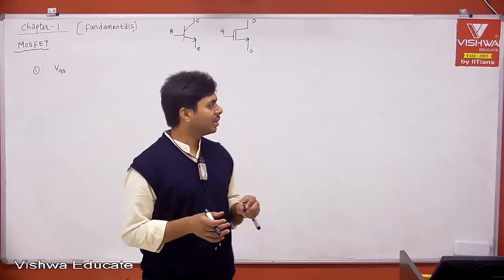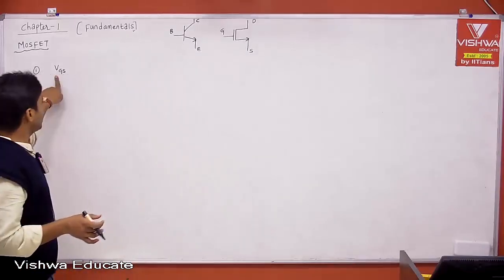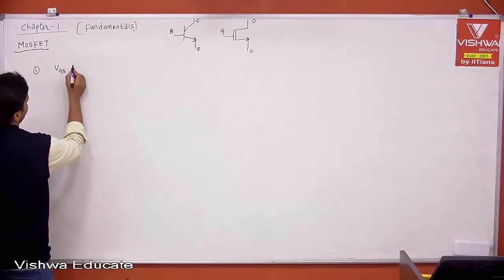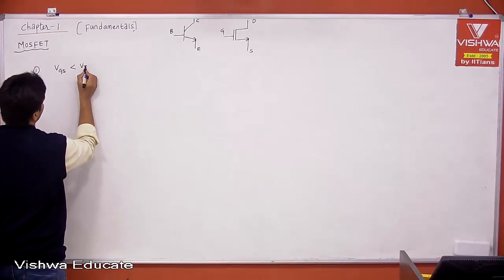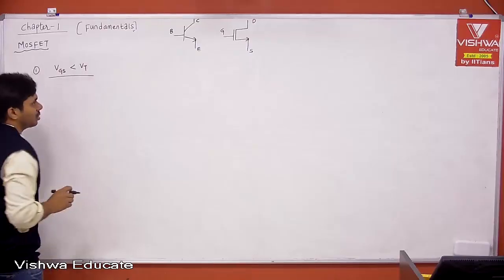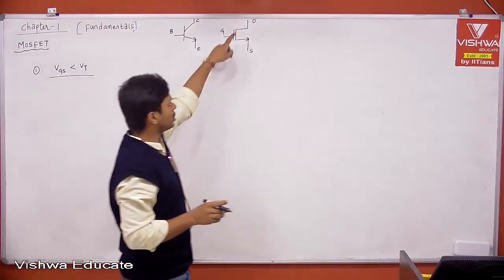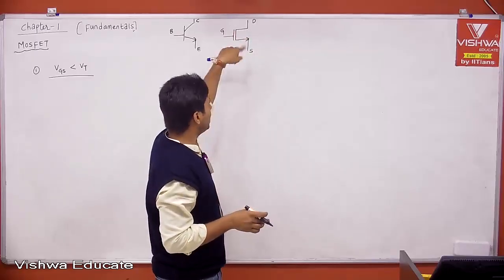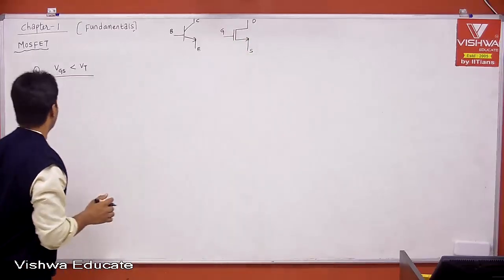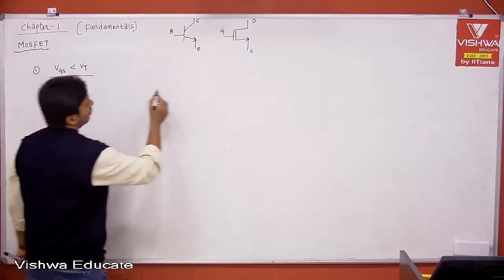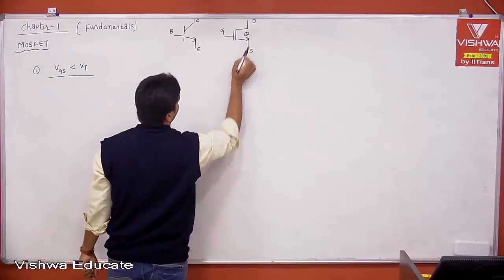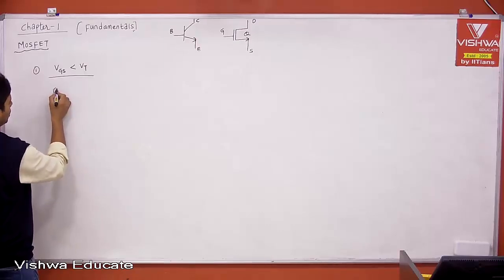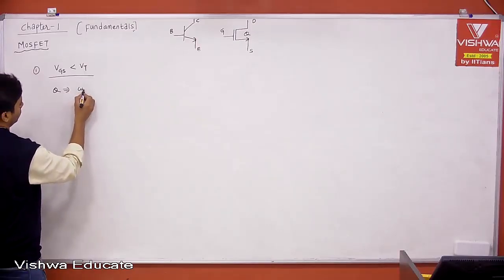But this is enhancement type, therefore we need to apply some gate to source voltage, which is nothing but threshold voltage. Therefore if VGS is less than threshold voltage, then there is no channel between drain and source. If there is no channel between drain and source, your ID will be 0. Therefore, people also call this transistor Q, right? Therefore, people call this cutoff.